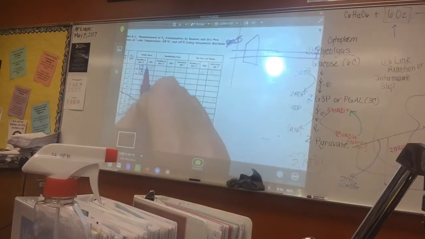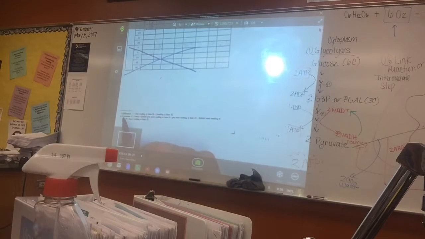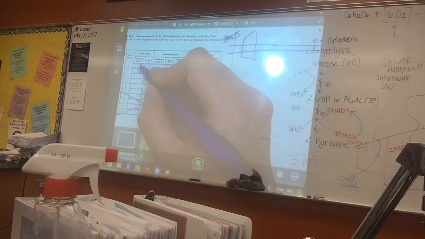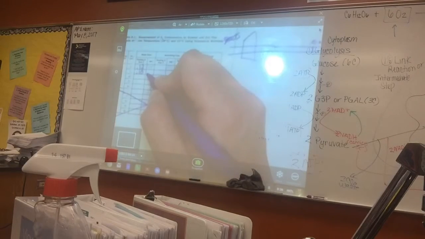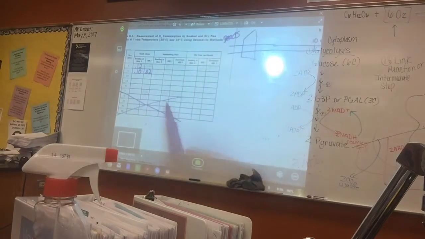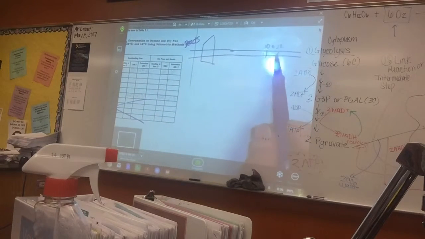And so then the difference, if you read down here, the little asterisk, the difference is the initial reading at time 0 minus the reading at time x. So therefore, I'm going to take the initial minus at 5 minutes, and so my difference here is 0.02. So then if we look over here, it looks like the beads took in 0.02 milliliters of oxygen, but they didn't, right? We know that they didn't do that.